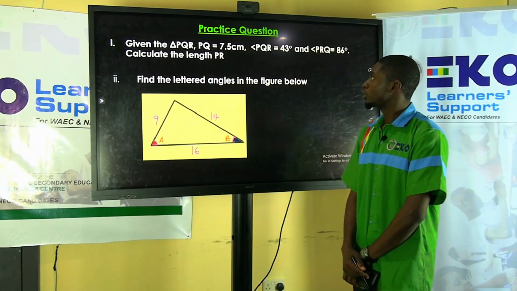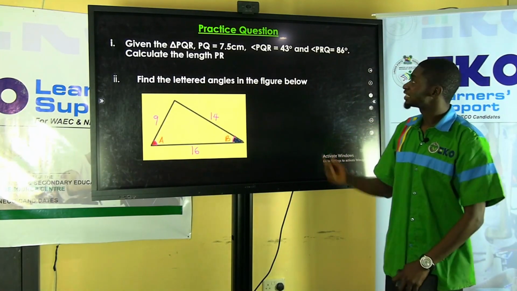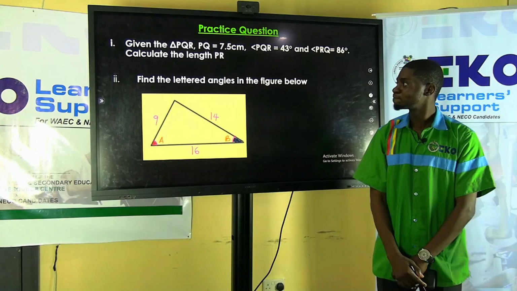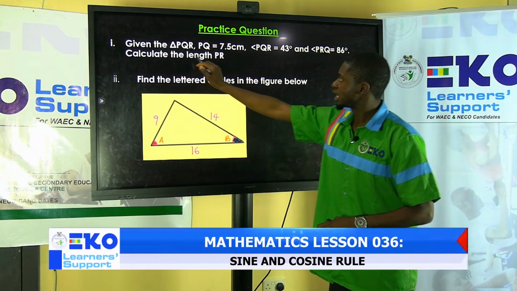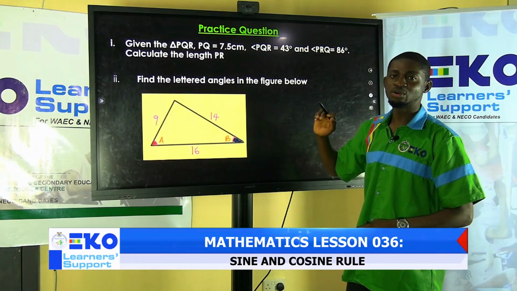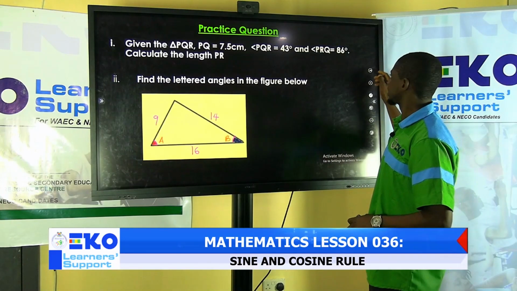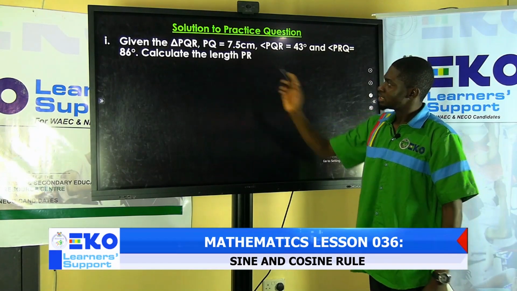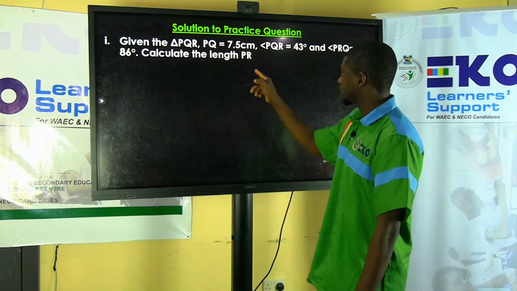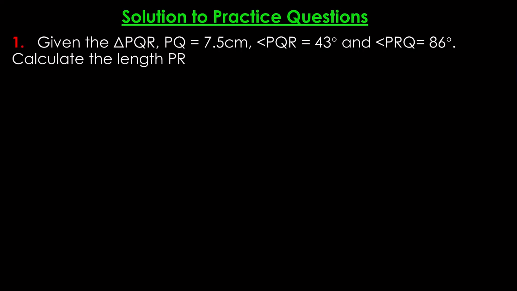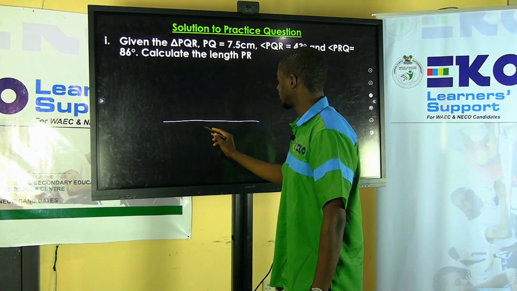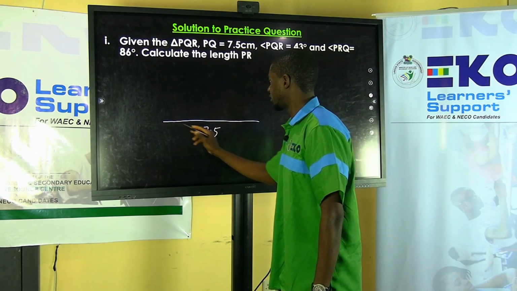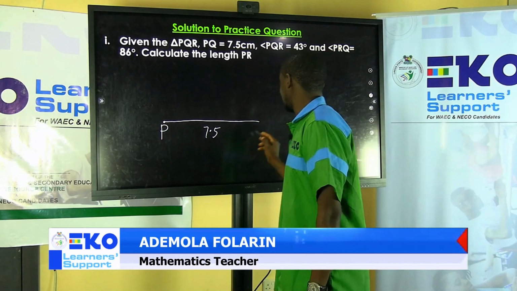All right, you're welcome. It is time to give the solution to the question and look at the dimension. This looks like a problem we have solved before. So let's look at it. I will sketch, I will leave you to solve this. Given the triangle PQR, that's PQ, let that be 7.5.